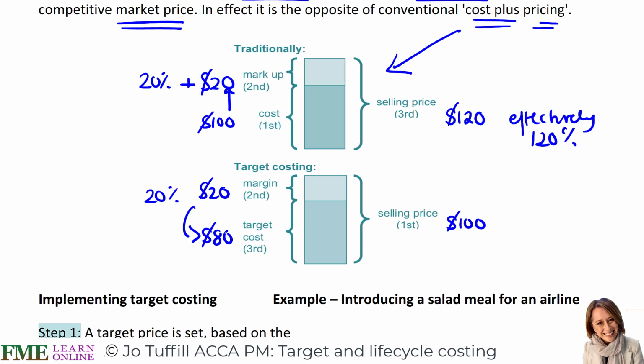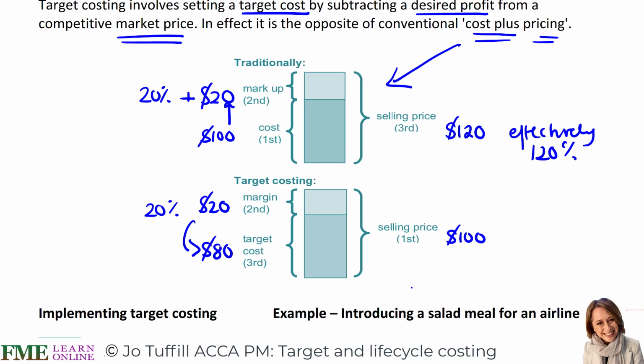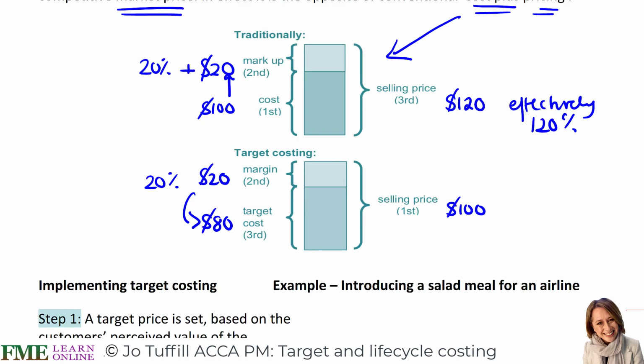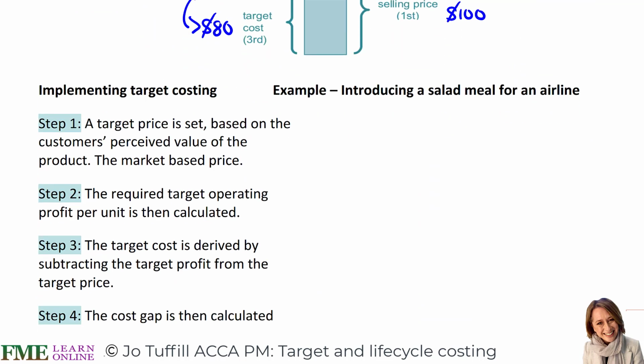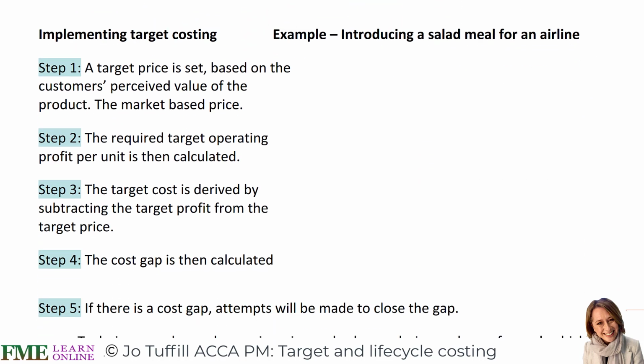Now, target costing was invented in Japan, specifically by Toyota. And it's actually called Kaizen, which means to do something better. You can have a look at a YouTube video on Moodle if you'd like to see the history of it. So let's now look at the steps for implementing target costing. I'm going to use the example of introducing a salad meal on a budget airline.